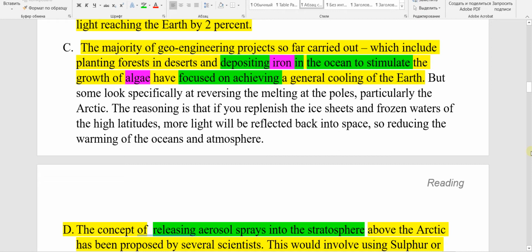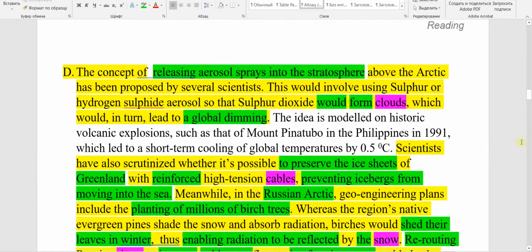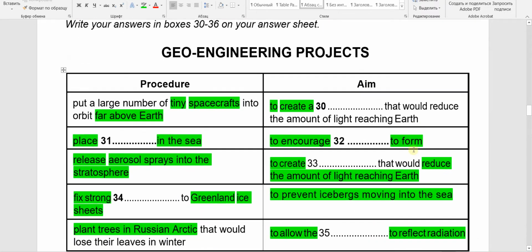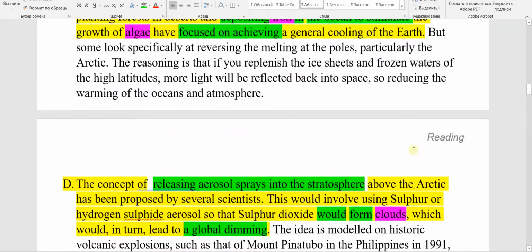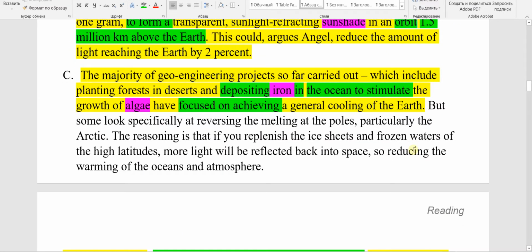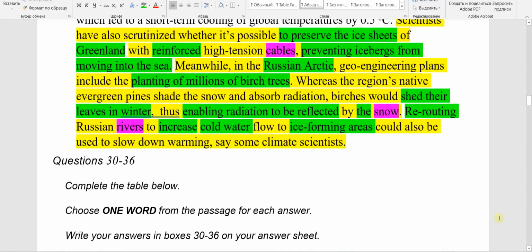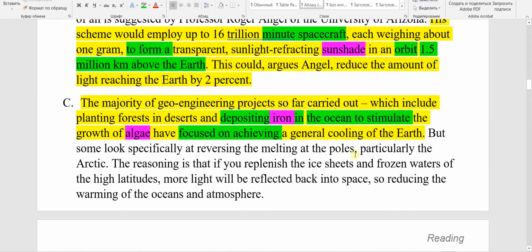As you have seen, obviously, iron and algae are our words for answers 13 and 32. How is it, guys? Here is "place in the sea". Let's go. Place in the sea. Deposited in the ocean. So in the sea, in the ocean, and here is our word. So don't look for the word place. Look for in the sea, in the ocean, and here is our word.